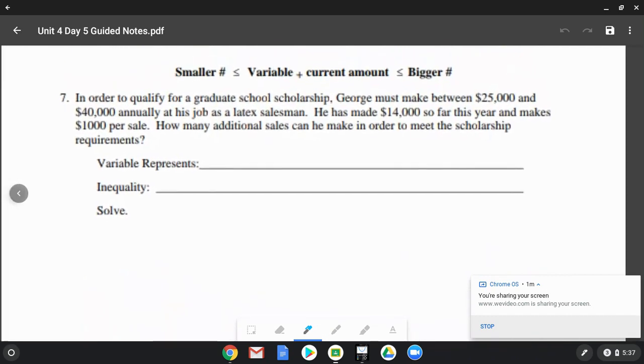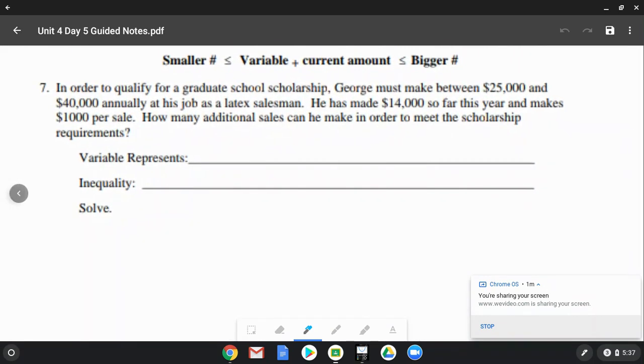Number 7. It says in order to qualify for a graduate school scholarship, George must make between, so once again we see that key word, 25,000 and 40,000. So we have 25,000 as my smaller number. We have 40,000 as my bigger number. They're both less than or equal to signs.